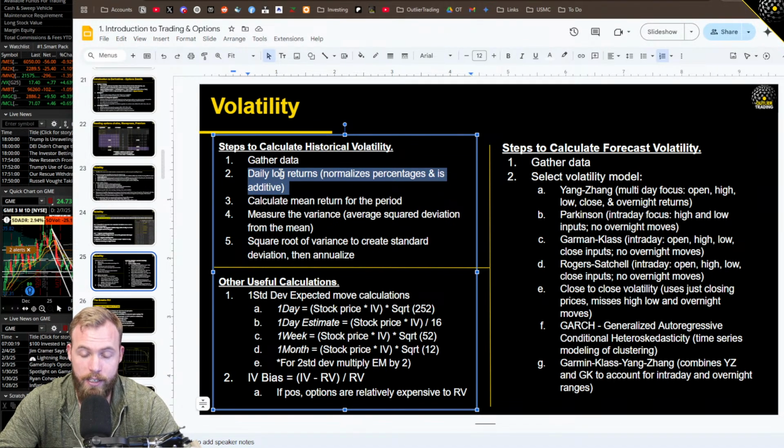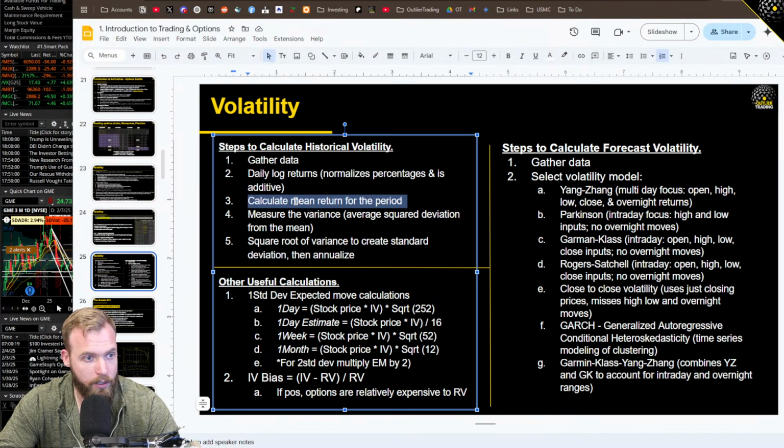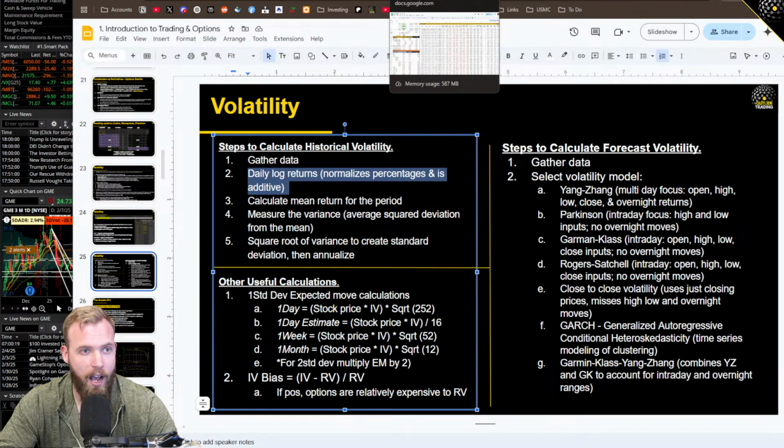And you can calculate them in different ways. Again, depending on the model that you use, it will change what data you calculate. So Yang-Zhang calculates the open, high, low, close, and includes overnight movements. Parkinson is intraday and it uses high and low, and so on and so forth. There's different base models to work off of. Once we get the daily log returns, then we calculate the mean for the period.